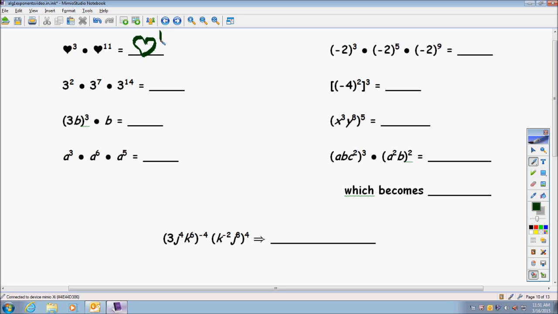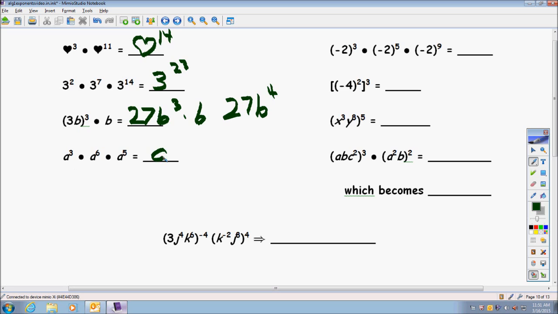Heart to the 14th. These are real quick. Just want to make sure you understand it. 3 to the 23. That's a case where that would be a really, really big number. So leave it like that. I don't need to know what 3 to the power of 23 is. Okay, that's going to be 27. 3 cubed. B cubed times B, which becomes 27 B4. It all comes down to the 6 properties I have on my board in my classroom.